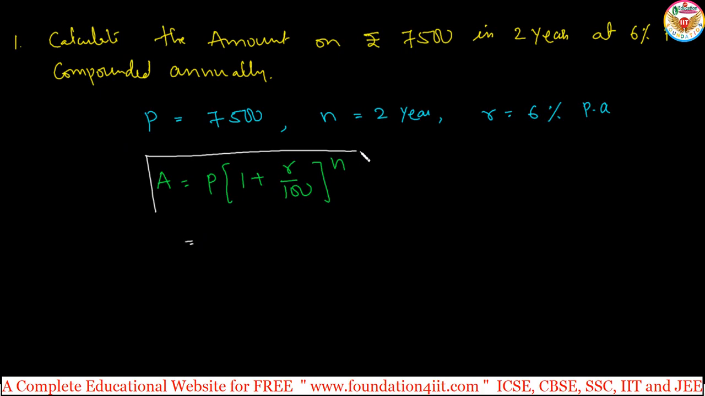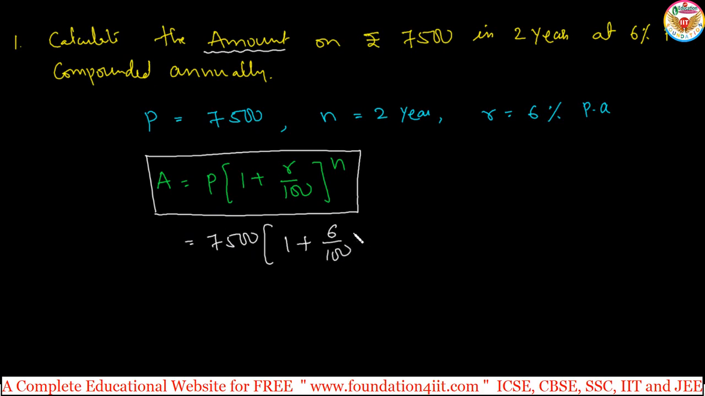This is a direct straight formula to find out the compound interest. This is actually the formula to find out the amount first. So we have to find out the amount value, then we'll find out the compound interest also. But in this problem, only calculate the amount. Okay, the formula is A, and the P value is 7,500, 1 plus R is 6 by 100, whole to the power 2.